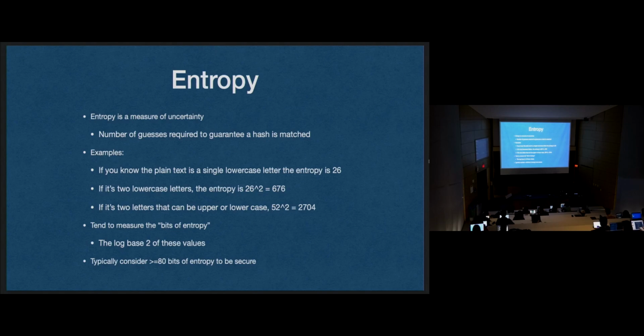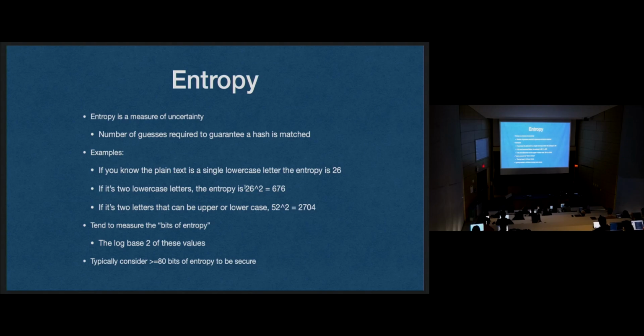So we need to talk about something called entropy. Entropy is the total number of guesses that you would have to make to be able to crack that hash. Entropy is a term that's used all over the place, but in this context, it's the total number of guesses you'd have to make to guarantee that you guess that password. So for example, if I tell you that I have the hash of a single lowercase letter, the entropy is 26. If I give you the hash of the answer to the lecture question, the entropy is 5.